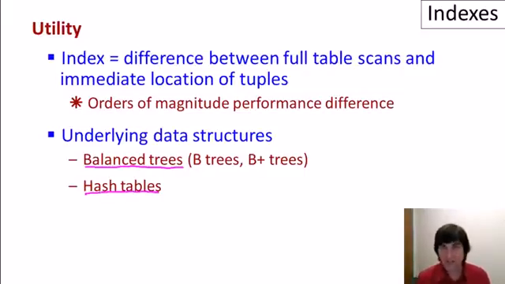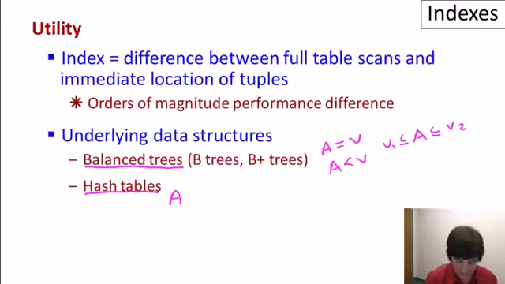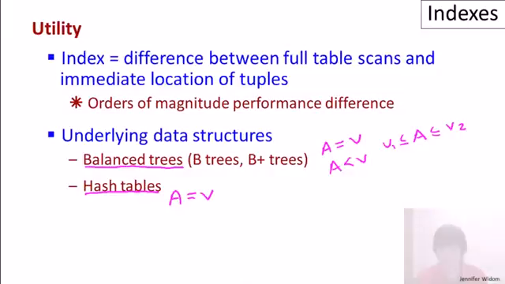Now, balanced tree indexes can be used to help with conditions of the form attribute equals value. They can also be used for attribute less than value, for attribute between 2 values, and so on, as we've shown earlier. The hash tables, on the other hand, can only be used for equality conditions, so only attribute equal value. And if you're familiar with these structures, you'll know why there's the limitation on hash tables. So balanced tree indexes are certainly more flexible.